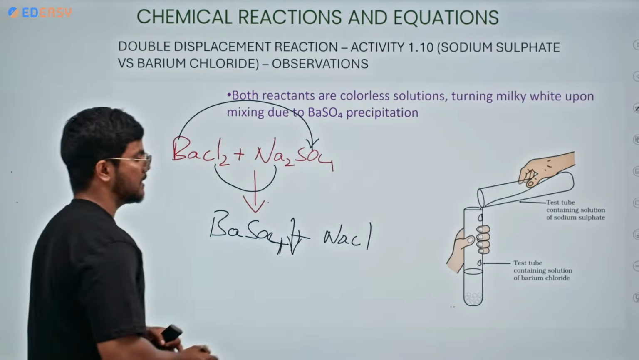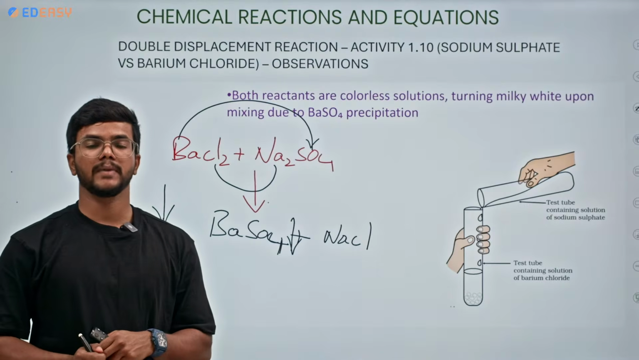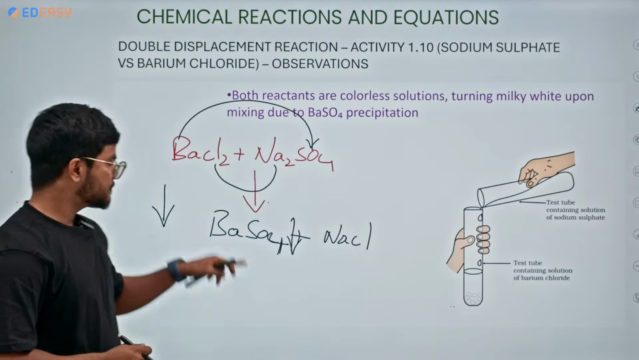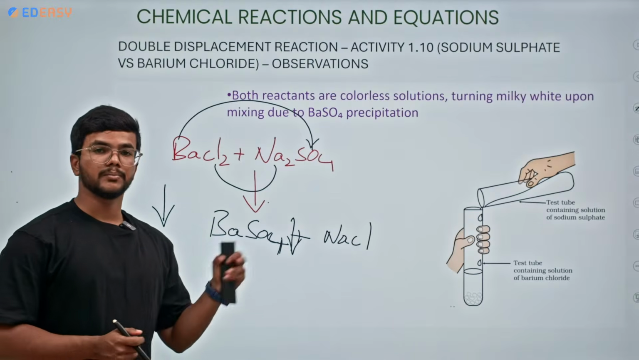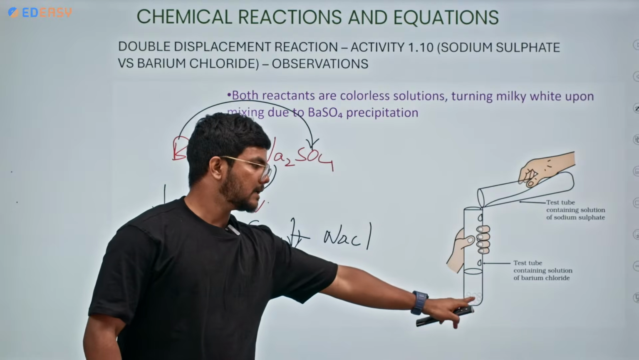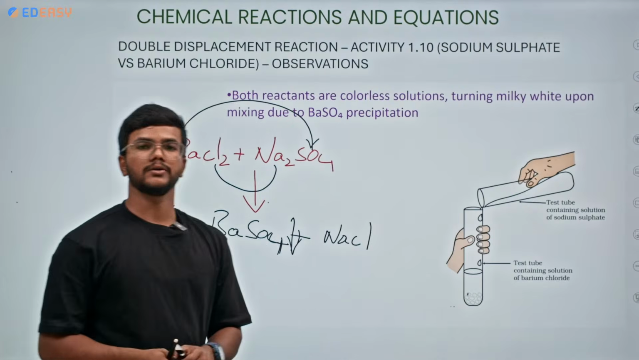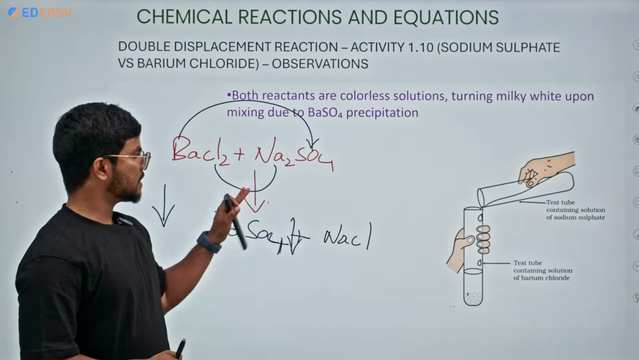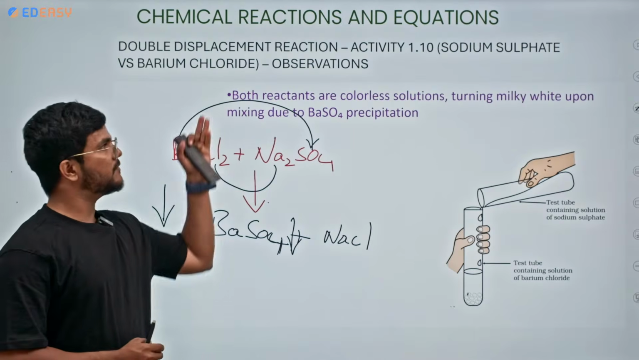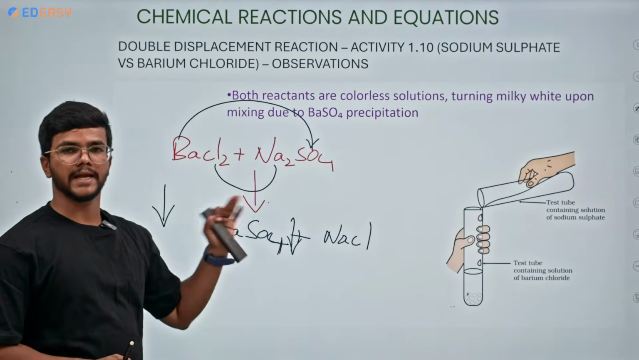A precipitate is represented by a downward arrow mark, which means it comes to the bottom of the reaction vessel. This is barium sulfate. Barium sulfate does not dissolve in water. You can find the observation that barium sulfate is collected at the bottom. So it goes down in the reaction vessel. This is the representation of the double displacement reaction with the activity 1.10.